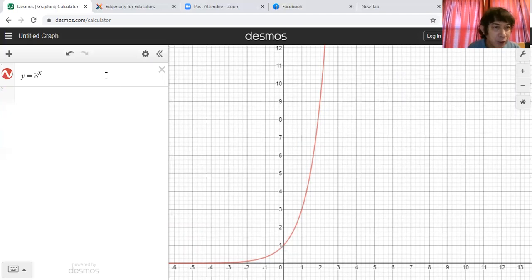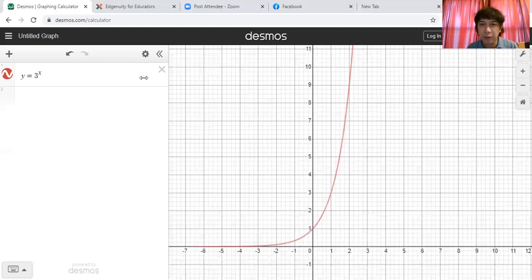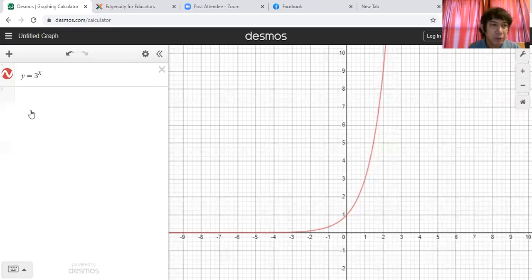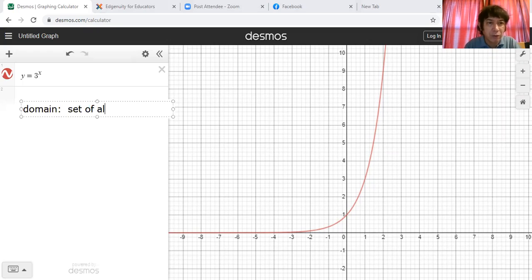So this will now have a domain which is all values of x. So still our domain for this particular example, y equal to 3 to the x, will be the set of all real numbers. Set of all real numbers. And of course, how about the range?